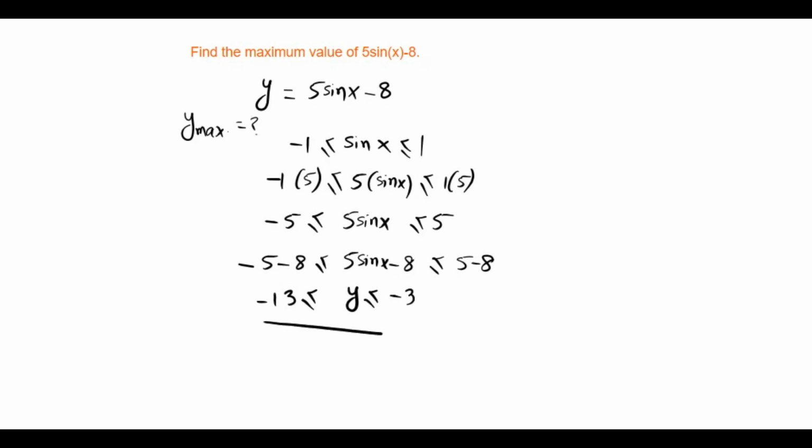This means y will have a minimum value of -13 and maximum value of -3. y cannot be less than -13, y cannot be more than -3. So this is the maximum and this is the minimum value. Since the question is only asking for the maximum, we will write our answer. y maximum is equal to -3.